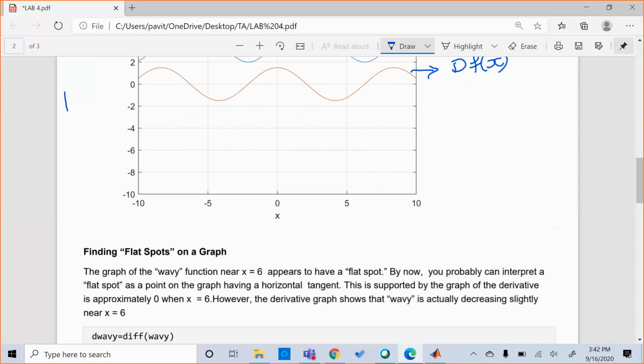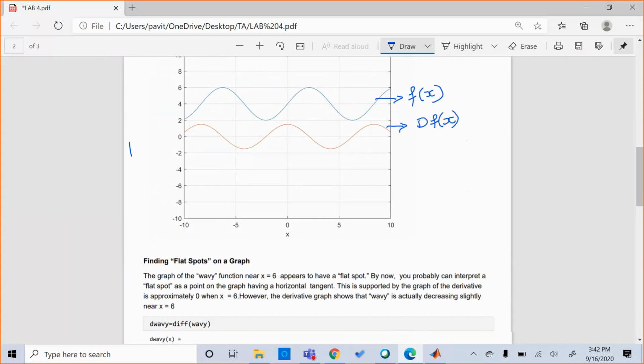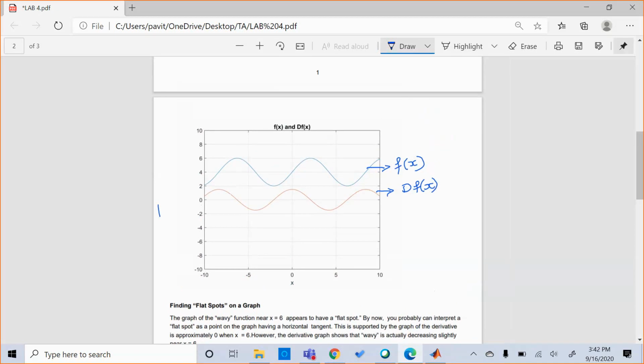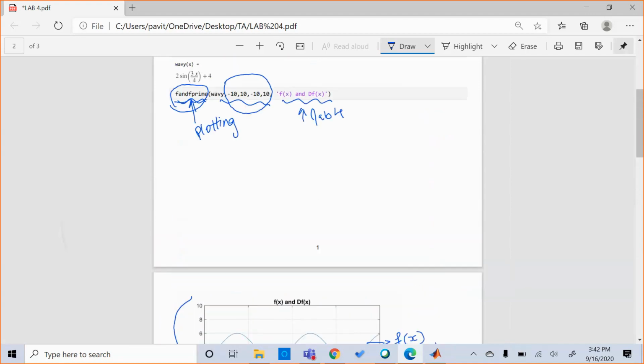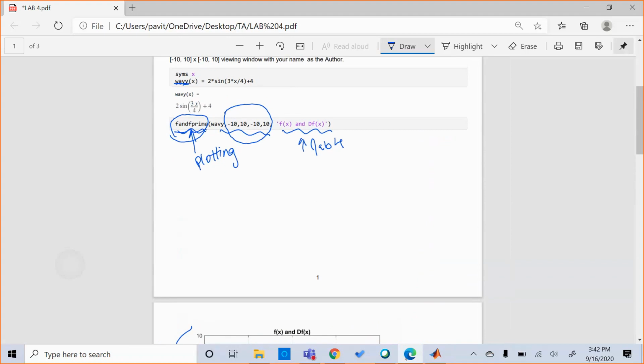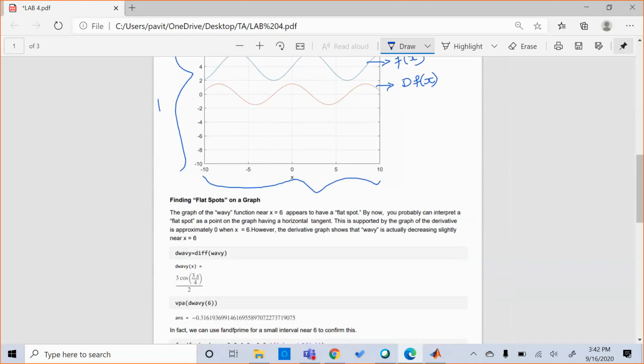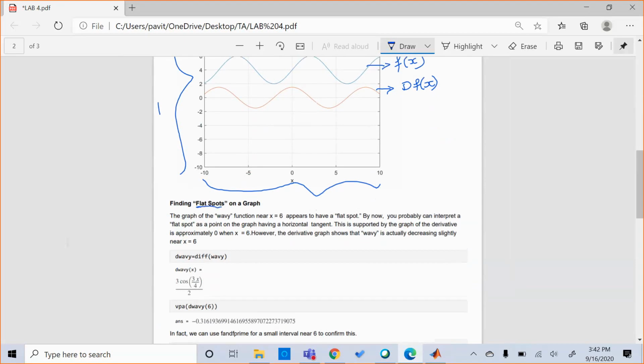Got it? So now, this is what is being plotted. Okay? This is what we want. We are going to plot. It is in the window 10 to negative 10. The y values will be ranging from negative 10 to positive 10, which is mentioned here. Got it? Now, what is the next concept? Finding flat spots. What do you mean by flat spot? It is nothing but a horizontal line.